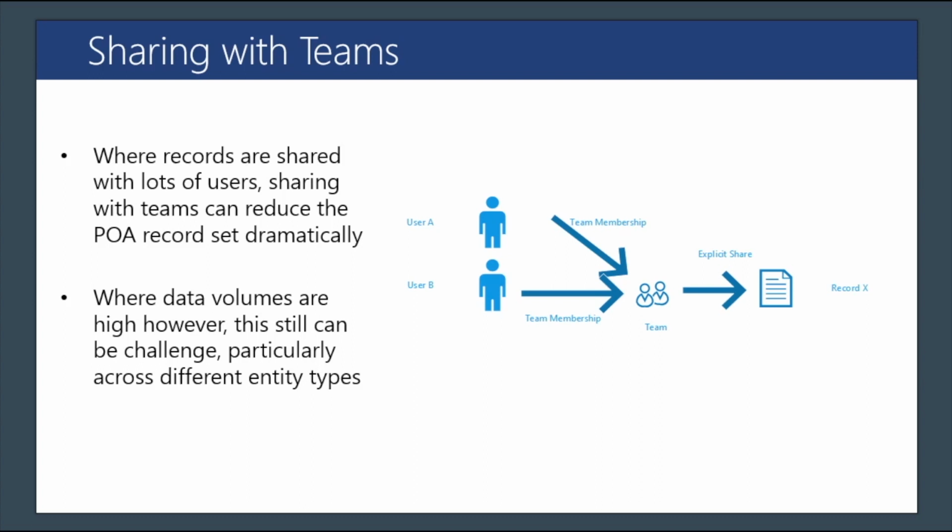Okay? And this all has an impact on the POA table, okay, or the principal object access table, which is what stores all of these shares so that the system knows which records need to be given to a particular user when they access the system or shown to them, and which permissions they should have on those records.